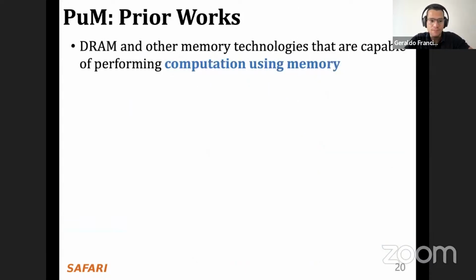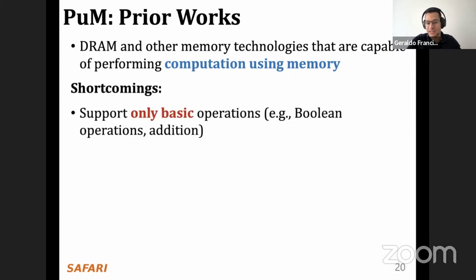As I said before, DRAM and other memory technologies such as PCM, for example, are capable of doing this computation using memory. However, they also have some shortcomings. For example, as I showed, Ambit only supports some basic operations such as Boolean operations. There are some works that build on top of Ambit to enable other computations such as addition, but it is still only a few basic operations enabled by those works, which are not going to be applicable in a large variety of applications.